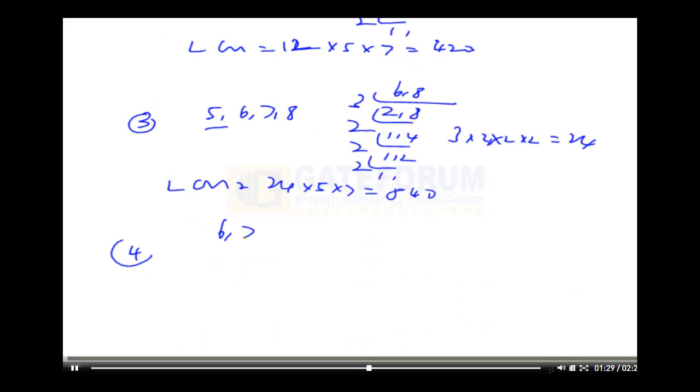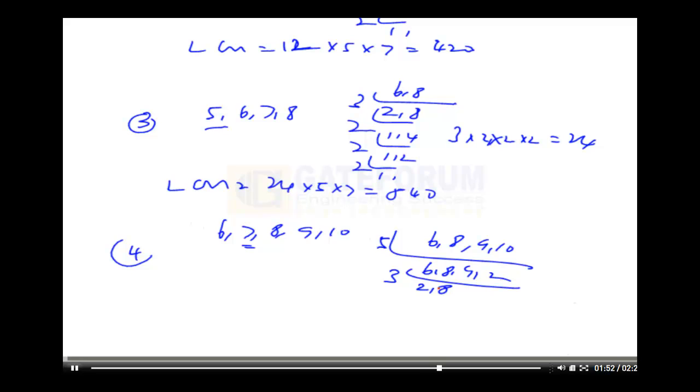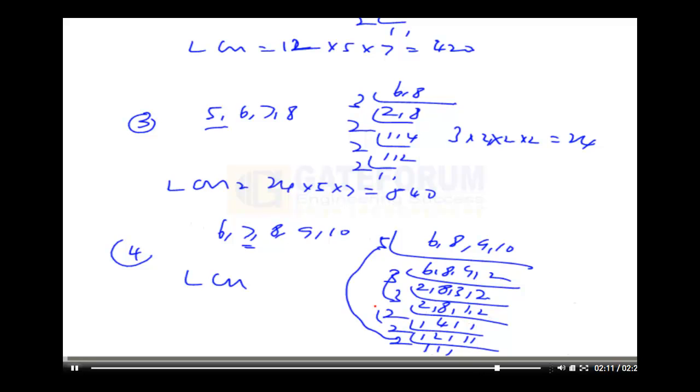Number 4: 6, 7, 8, 9, 10. So we can find the LCM of the composite numbers. Start with the highest prime factor, which is 5. Then 3, which exhausts 3. We get multiples of 2. So whenever you have 5 and 2, mix them. Then the LCM is 5 into 2 into 9 into 4 into the number left out, 7, so 2520 is the LCM.